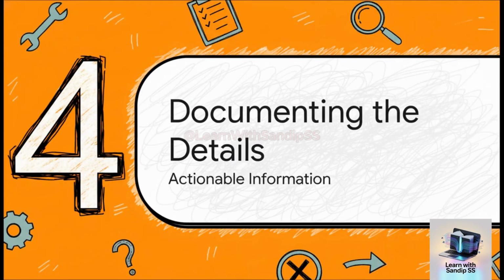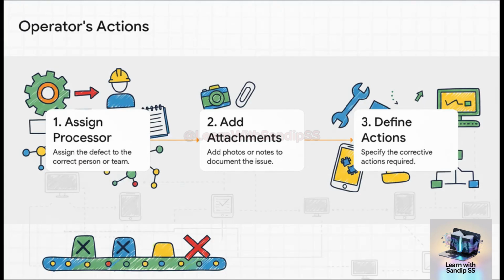All right, so the basic record is in the system. Now it's time to add the human element, the specific details that are going to help the engineering team really understand and solve the problem. The operator has 3 main jobs here. First, they need to assign this defect to the right person or team. Second, and this is a big one, they can add attachments. We're talking photos, notes, you name it, to show exactly what's wrong. And third, they need to define what kind of action is needed.